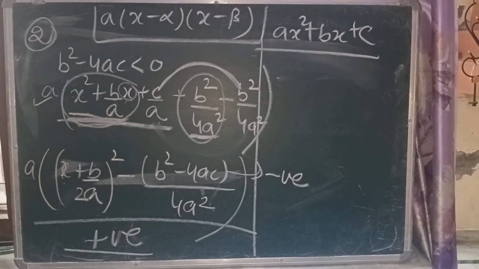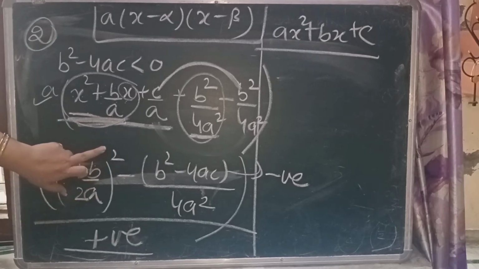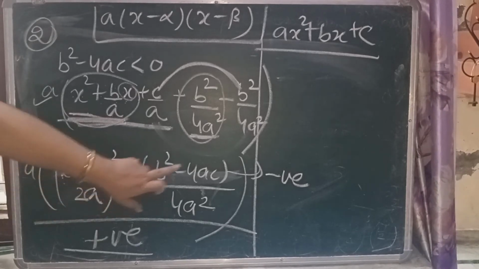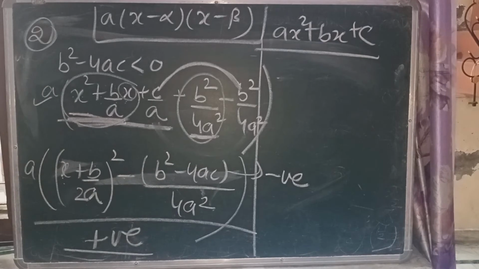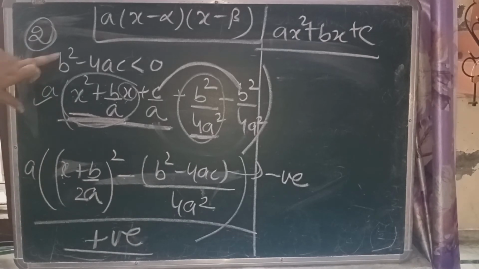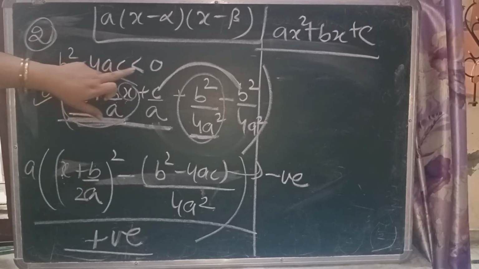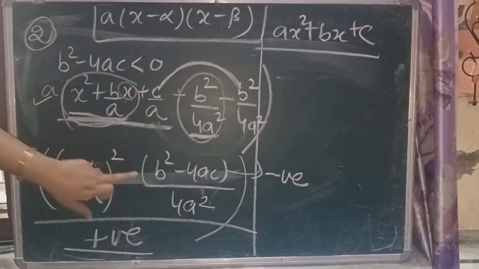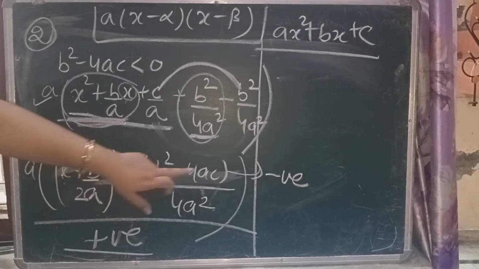Now it is the time to pay attention. A was outside, inside it's x plus b upon 2a whole square minus b square minus 4ac upon 4a square. As we are talking about the second condition, when the discriminant is less than 0. So here it was minus b square minus 4ac.